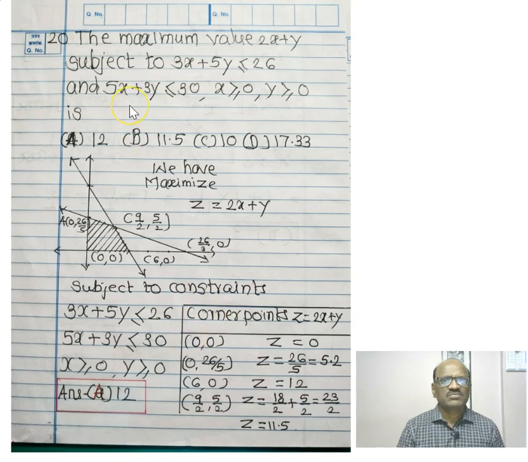What is our question? That is its maximum value. Therefore, what is the maximum value? 12 is the maximum value, and hence option A is the correct one.